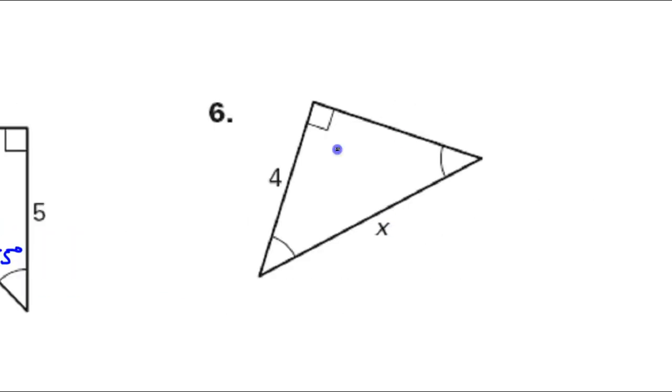Okay, number 6, still super easy. Again, base angles are equal. They have to be 45 degrees. That means following the pattern, this would be 4, this would be 4, and then this would have to be 4 radical 2. It's leg, leg, leg radical 2.